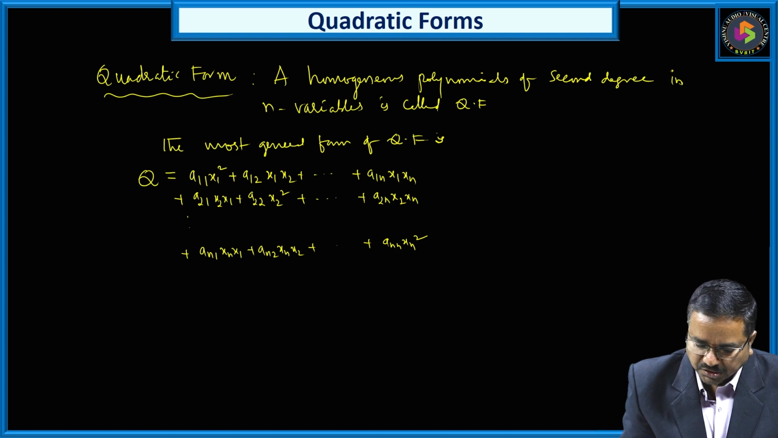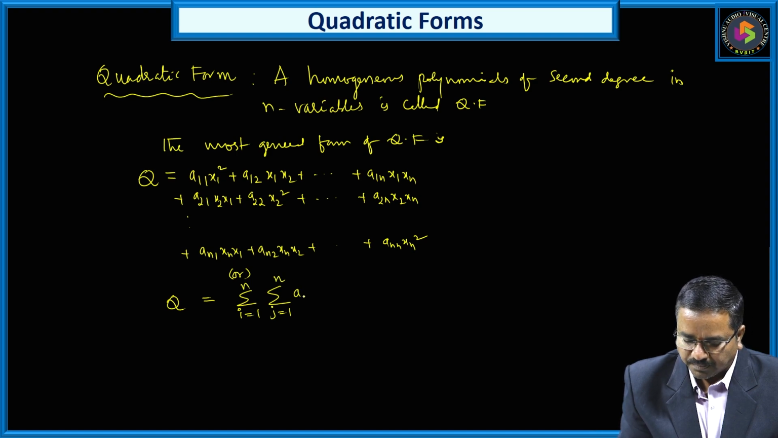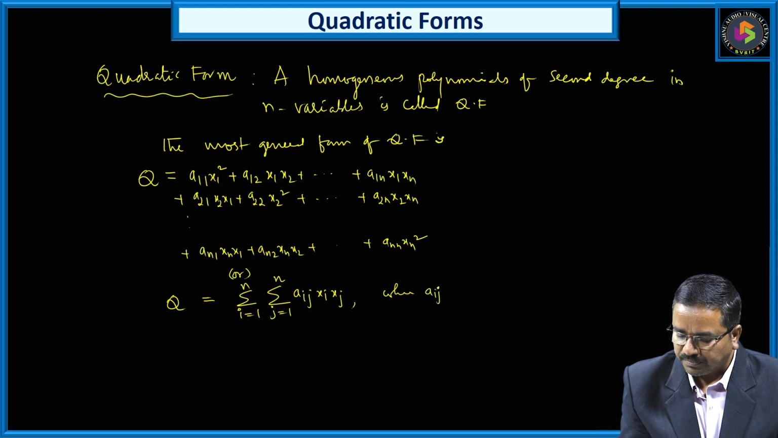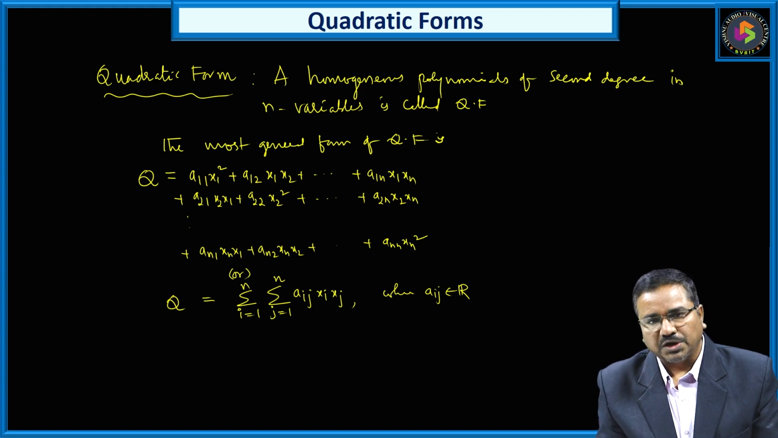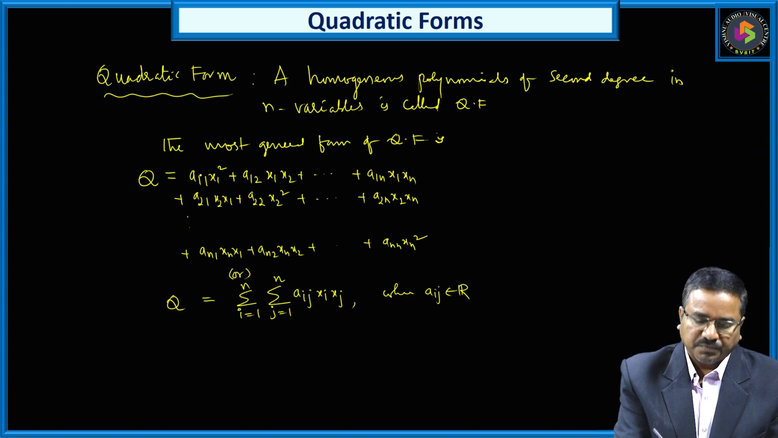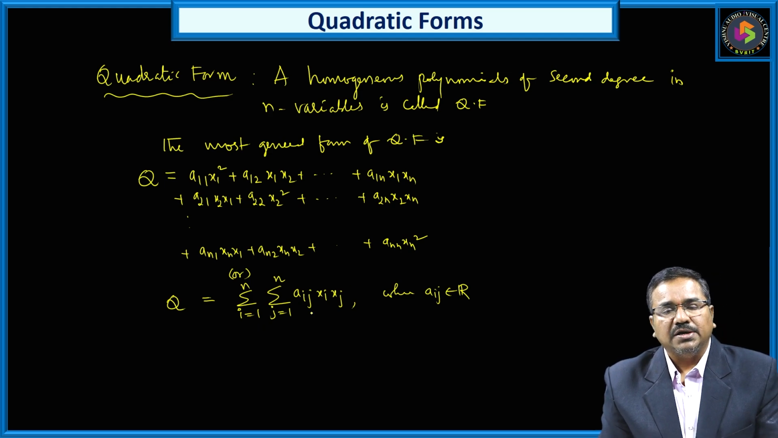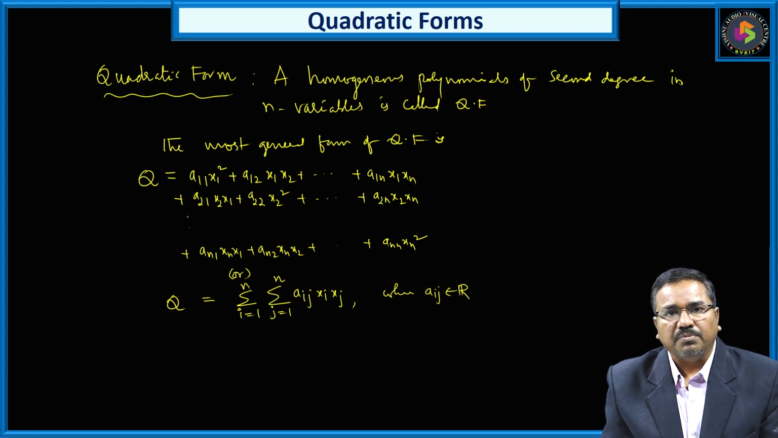We can also represent this in short form. We can represent Q as the summation i going from 1 to n, summation j from 1 to n, a_ij xi xj, where a_ij are real numbers. Whatever coefficients we have considered are real numbers, so this quadratic form is called a real quadratic form. Now how do we get this expression from the summation notation? Just plug in i equal to 1 and j equal to 1: a11 x1 x1 is x1 square. Again, i equal to 1, j equal to 2, if you substitute, we get this term. In the same way, by changing the i and j values, we get the entire expression. Therefore, it is a quadratic form in n variables.